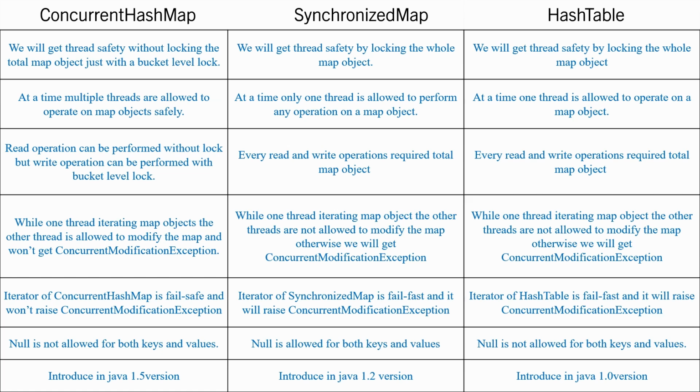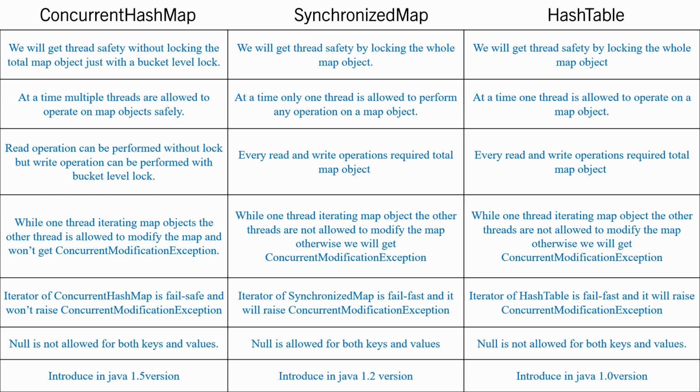For concurrent hash map, while one thread is iterating the map object, another thread is allowed to modify the map, and it will not get a concurrent modification exception, because concurrent hash map has fail-safe iteration. For synchronized map, we will get a concurrent modification exception. In that case only one thread is allowed to iterate over a map, and if other threads modify the map, it will throw a concurrent modification exception. Same with hash table. For concurrent hash map, the iterator is fail safe, as we already said, and for synchronized map, the iterator is fail fast. Hash table is also fail fast.